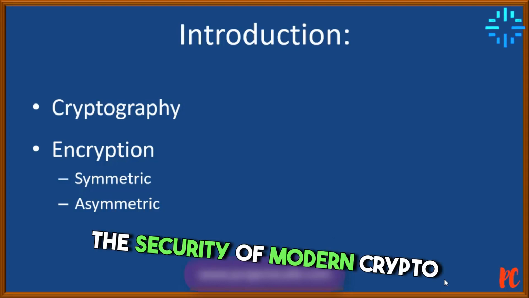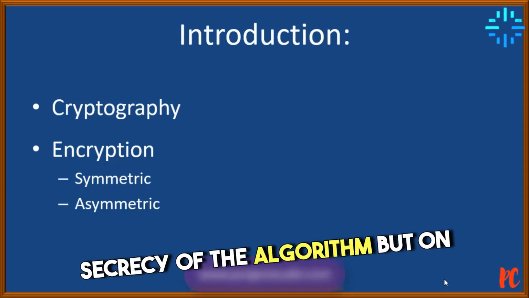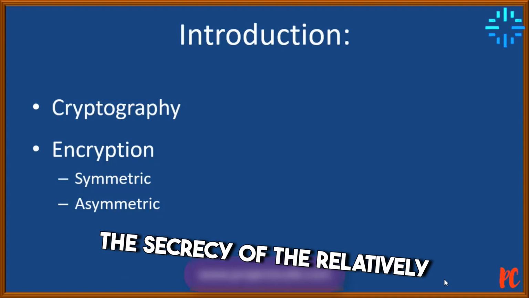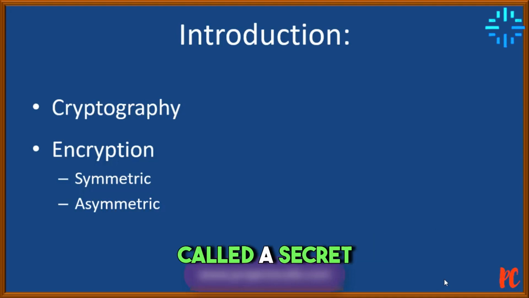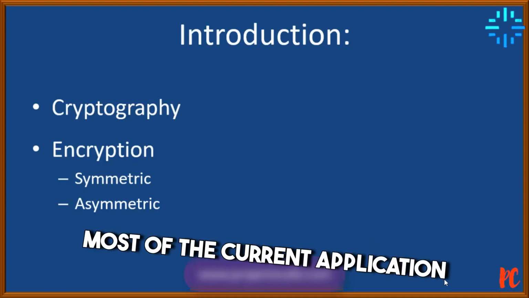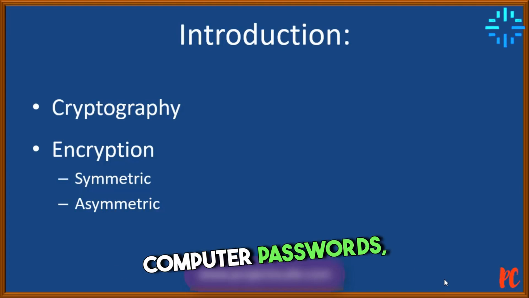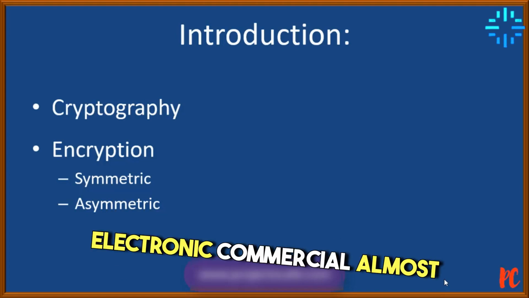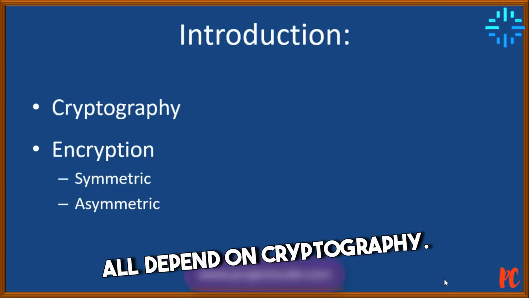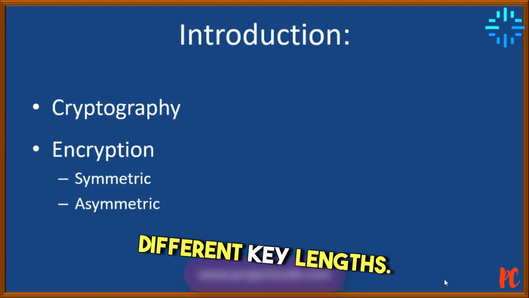The security of a modern cryptosystem is not based on the secrecy of the algorithm but on the secrecy of the relatively small amount of information called a secret key. Most of the current applications like security of ATM cards, computer passwords, and electronic commerce almost all depend on cryptography. This AES can be configured with different key lengths.